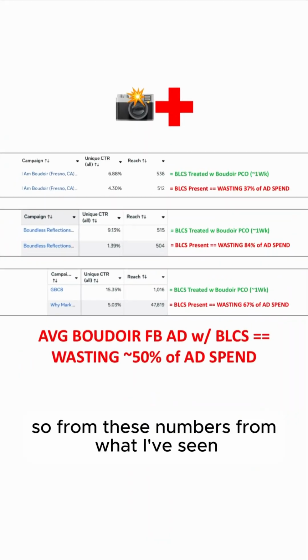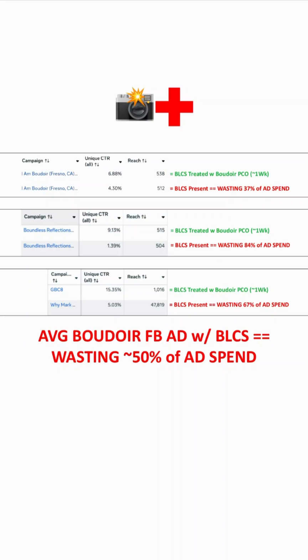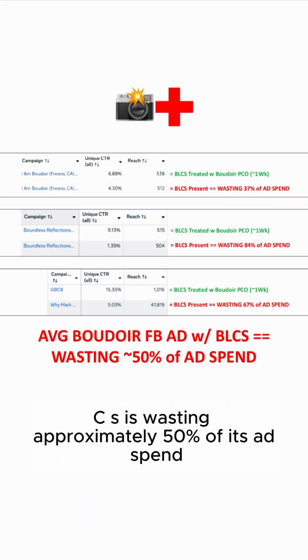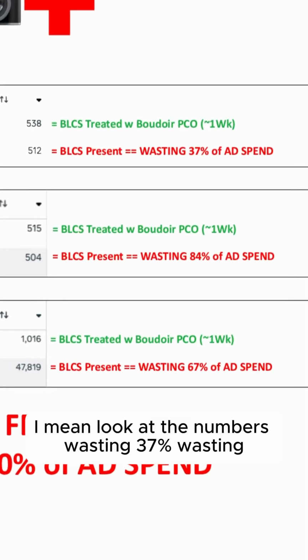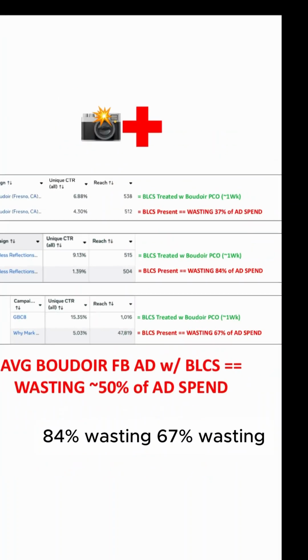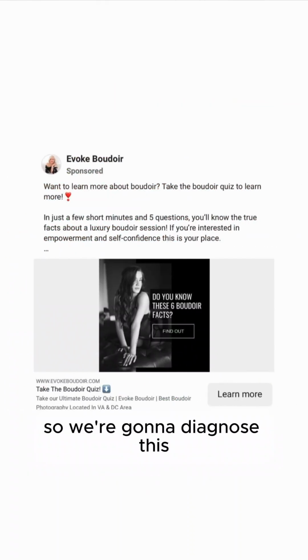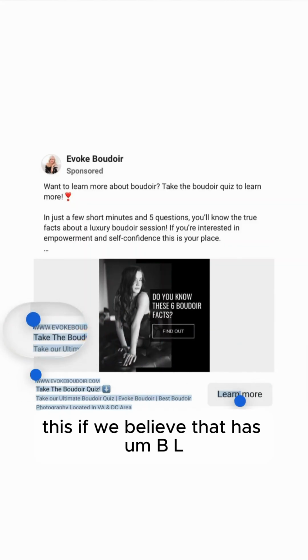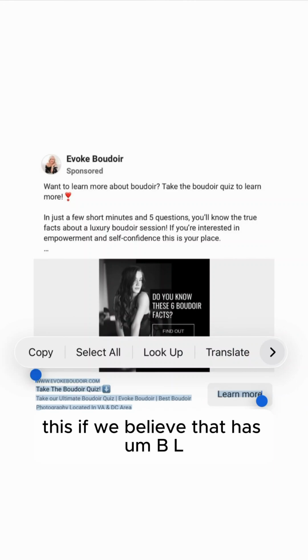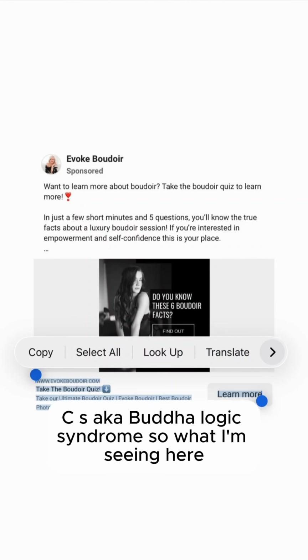So from these numbers, from what I've seen, the average boudoir Facebook ad with BLCS is wasting approximately 50% of its ad spend. I mean, look at the numbers, wasting 37%, wasting 84%, wasting 67%, so it's wasting approximately 50% of its ad spend. So we're gonna diagnose this, see if we believe it has BLCS, aka Boudoir Low Click Syndrome.